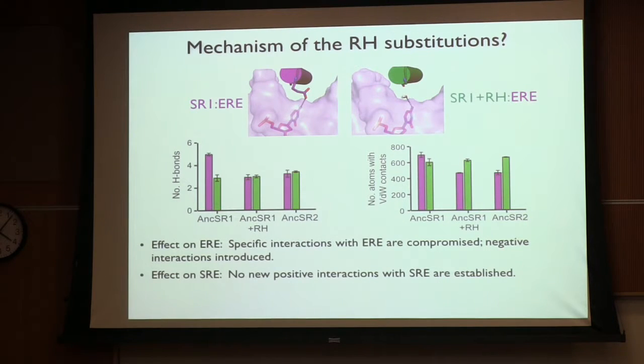What about the effect of these substitutions on SRE binding? How is SRE affinity enhanced? Now, this is really puzzling because there are no new hydrogen bonds that are introduced. You can see it here. There's no increase in the number of hydrogen bonds. And when we look at van der Waals contacts, there's no increase in packing. So how do we explain the enhanced affinity of this protein for the derived response element? And the answer is that there was an ancestral clash between SR1 and SRE, which is relieved by these mutations.